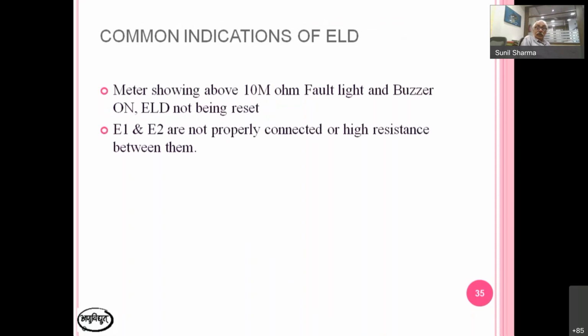Another condition: the meter is showing above 10 meg, meaning no leakage, but the buzzer is on and the red LED is also on, and it is not reset. That is the condition. It may be one channel, it may be two channels, or all channels are showing the same thing. In that case, even E2 is a problem. Just check that the earth connection is bad. Suppose this is okay but the condition remains the same, then call us. Just call us. Okay.